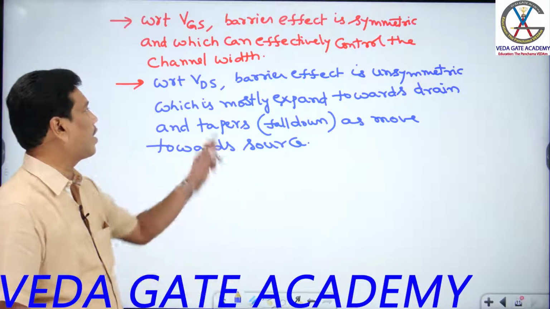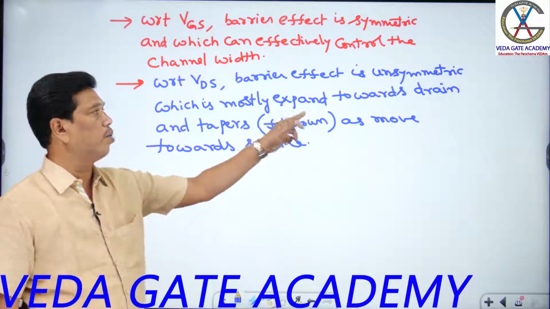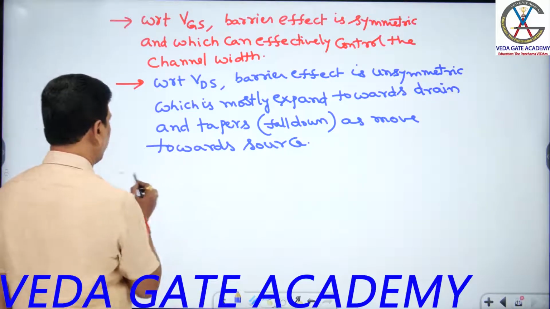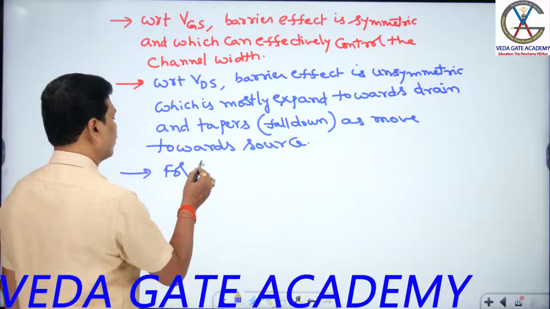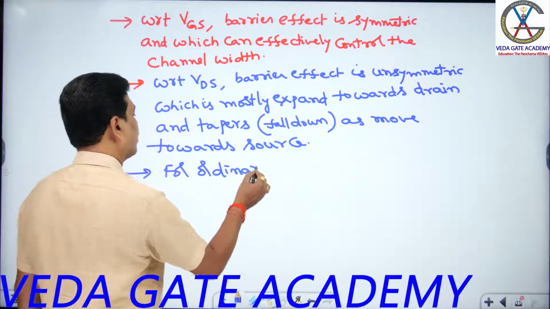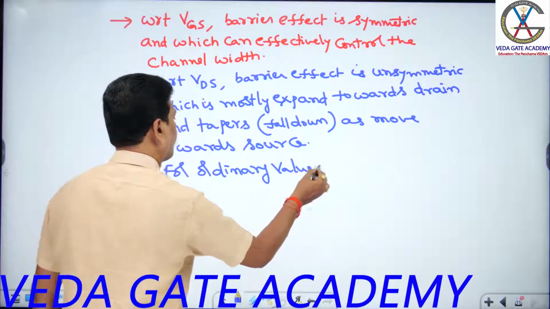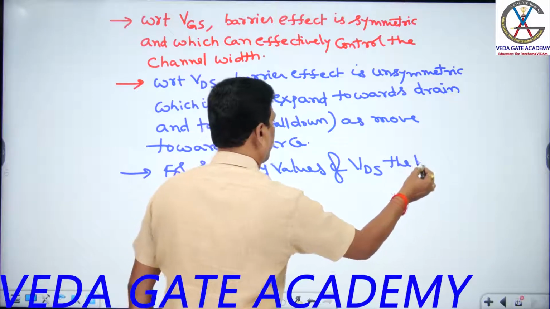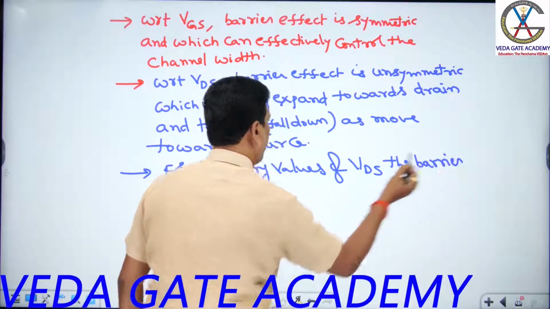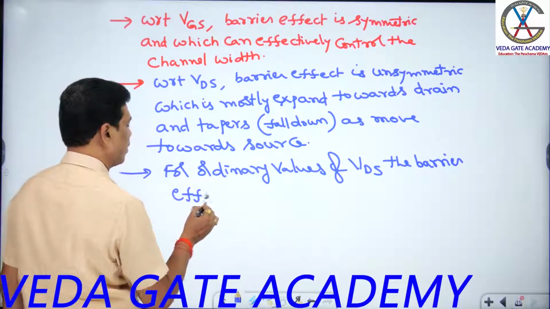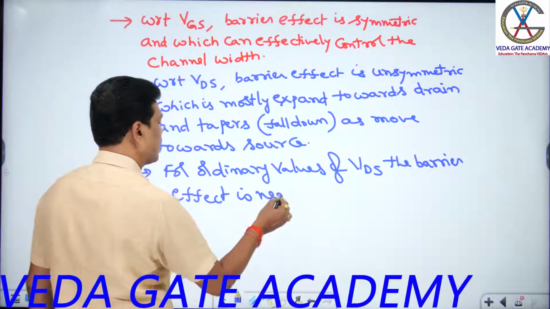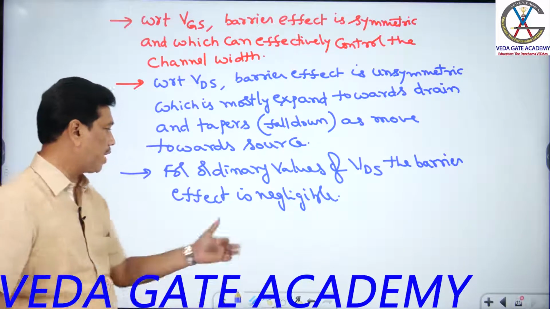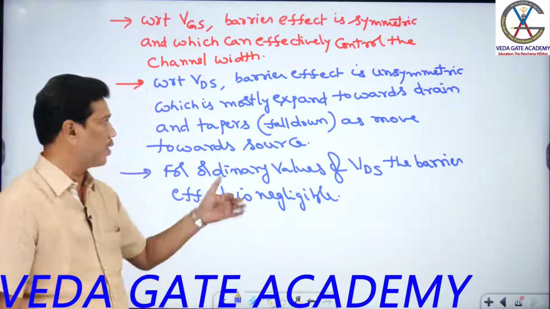And I told that for ordinary drain voltage, for ordinary values of VDS, there is no barrier effect on the channel body, right? The barrier effect is negligible. So the barrier effect is considerable only at higher values of drain voltage. Under ordinary values of drain voltage, no barrier effect on each junction, students. So this is the condition.